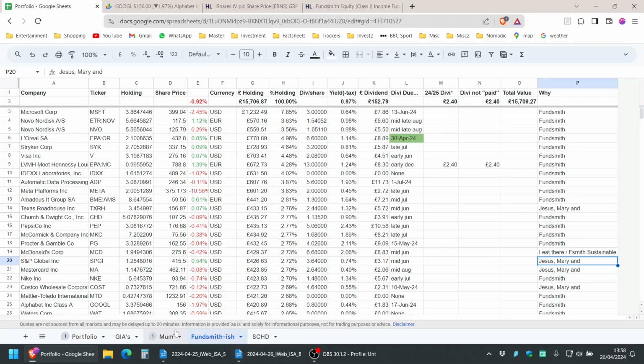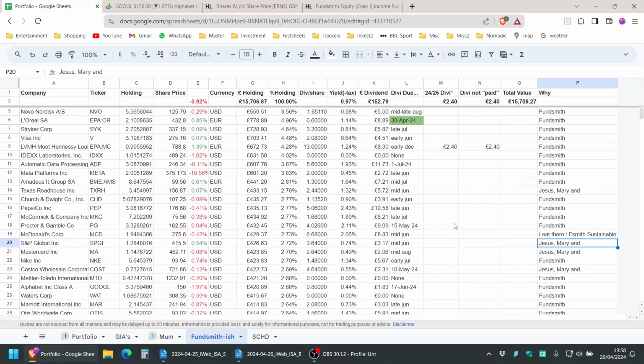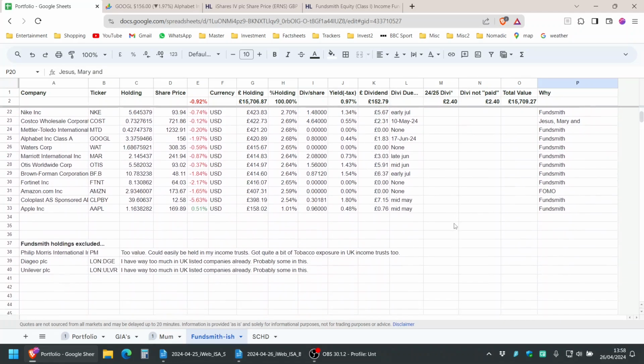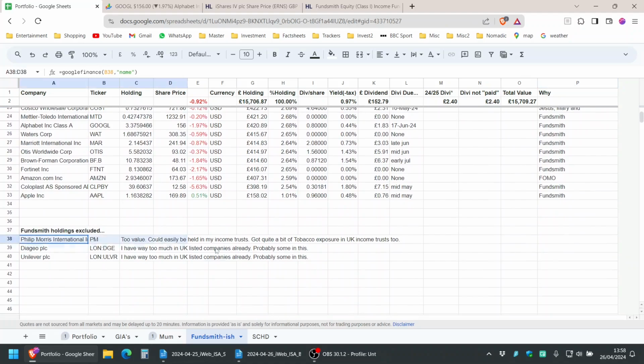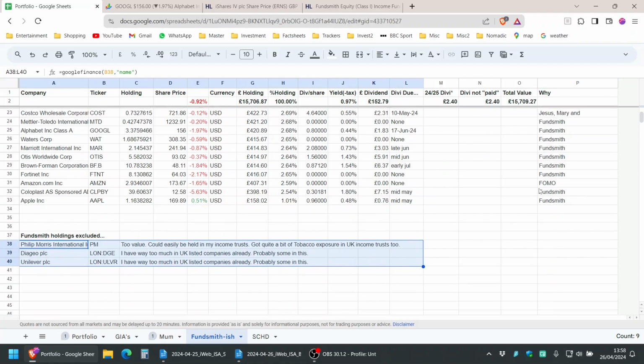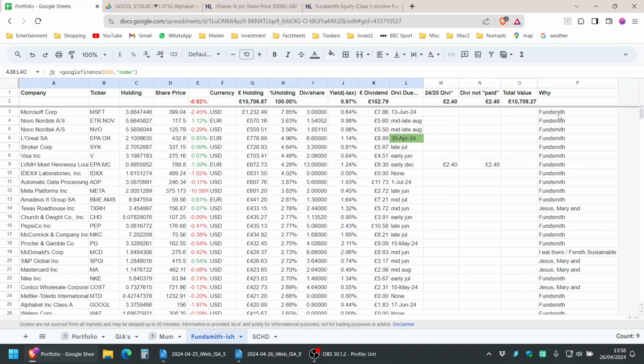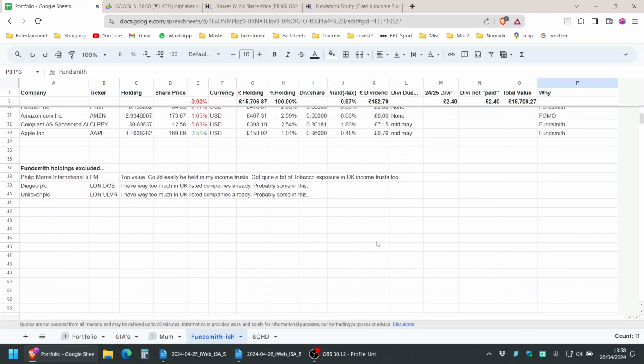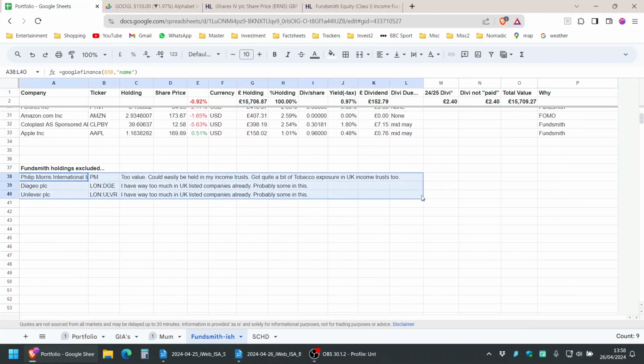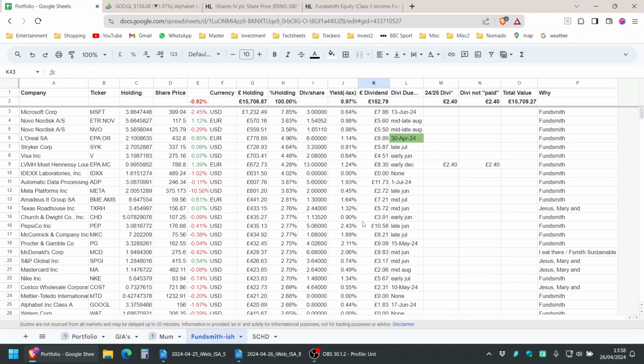I have consolidated. I had three tabs here, and I've just consolidated all the information into this one. So I've still got a track of what the real Fundsmith portfolio is, because I've written here which ones are in Fundsmith, and which ones have been excluded from Fundsmith. So I'm still keeping track of Fundsmith, but with one fewer or two fewer sheets in the Google Sheet workbook.